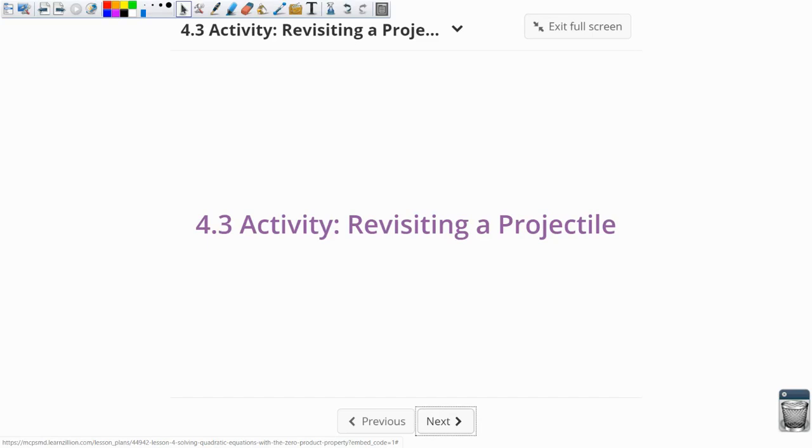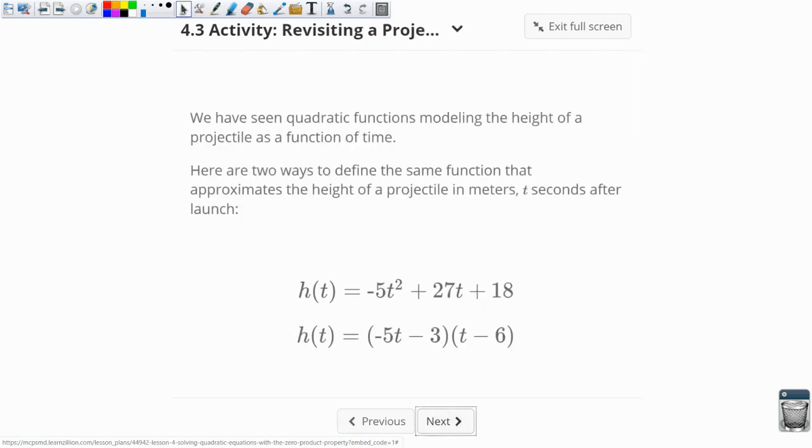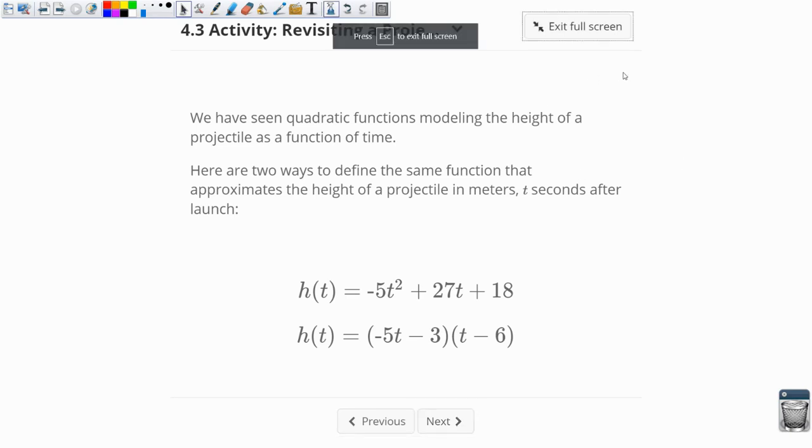All right, revisiting a projectile. So we have worked a lot with projectiles in Unit 6. So we're going to look at these two equations. It says we've seen quadratic functions modeling the height of a projectile as a function of time. Here are two ways to define the same function that approximates the height of a projectile in meters, t seconds after it was launched.